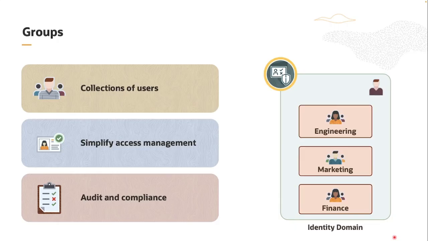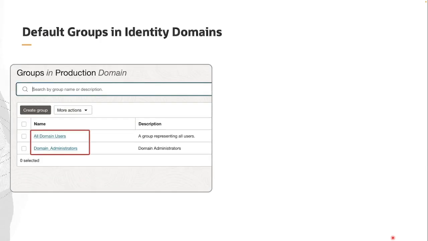And then we can set permissions using policies, like we can define what users in each group can do. We will learn more about policies and users in an upcoming lesson. For now, let us focus on groups. So we can create groups as per our requirements, but by default, we have two groups created by IAM in each domain. They are All Domain Users and Domain Administrators.